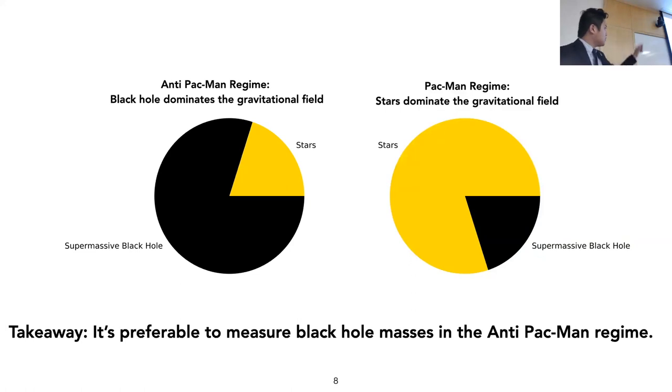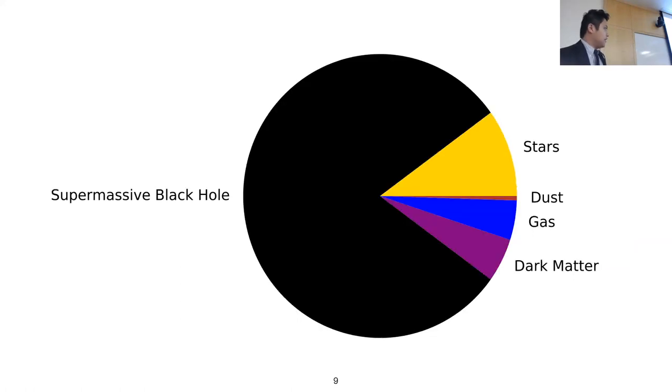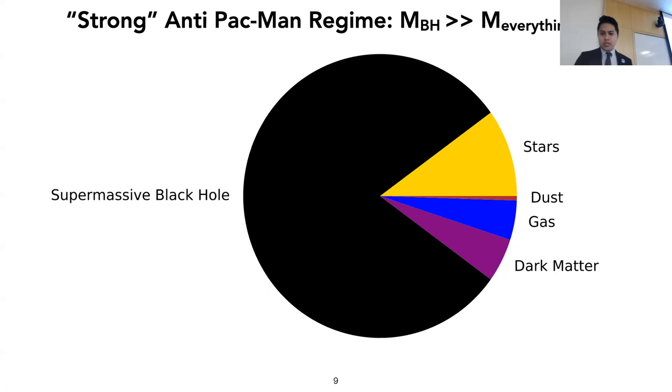Okay, so I also want to point out that we're not entirely ignorant of the fact that there are other things that have mass in these systems, right? We have dust, we have gas, we have dark matter. But if we're working in what I think should be a scientific term, the strong anti-Pac-Man regime, then we really don't have to worry too much about these subdominant components of the mass budget. So we really can focus on the supermassive black hole's contribution and the contribution due to the stars.